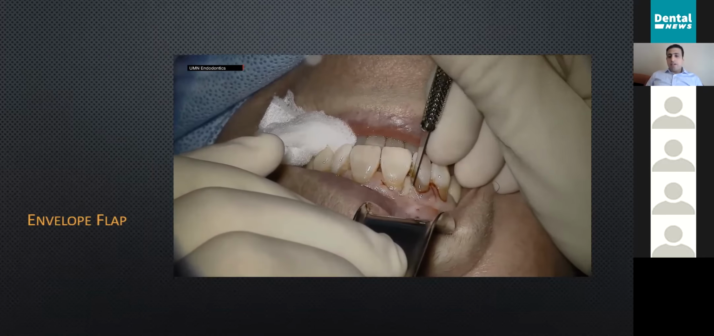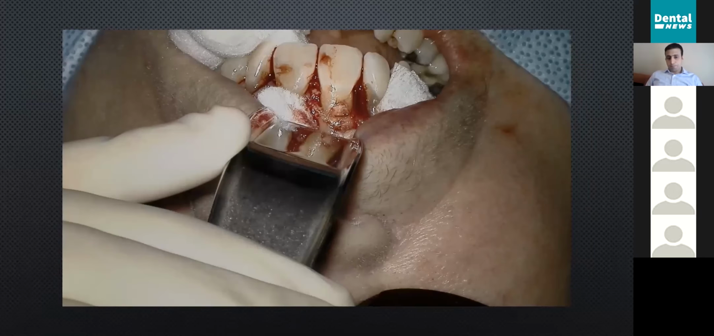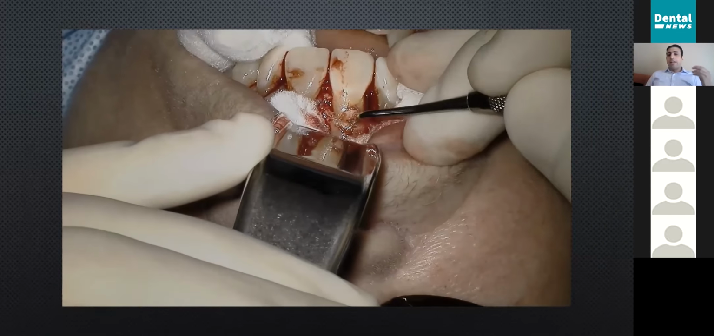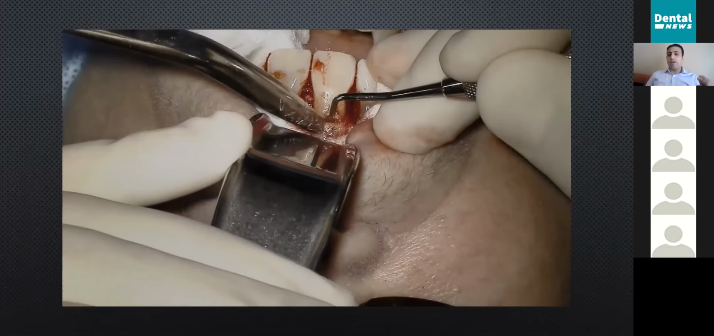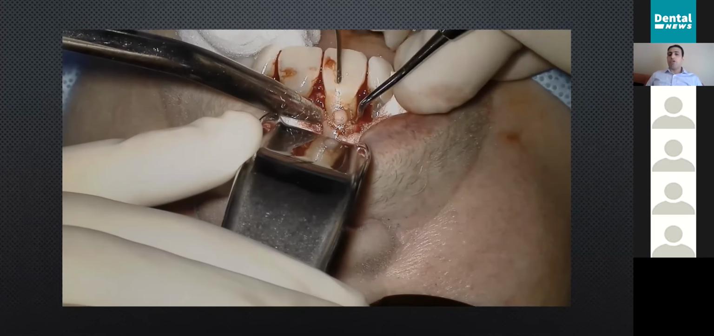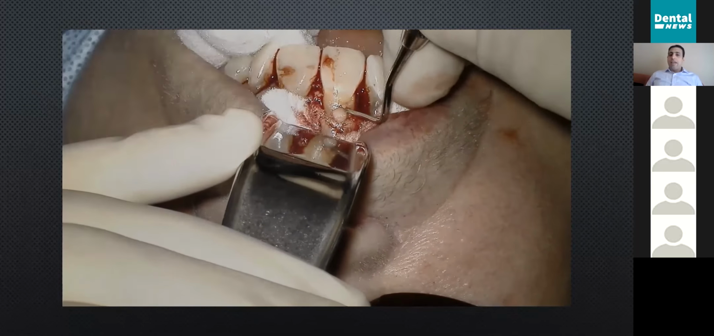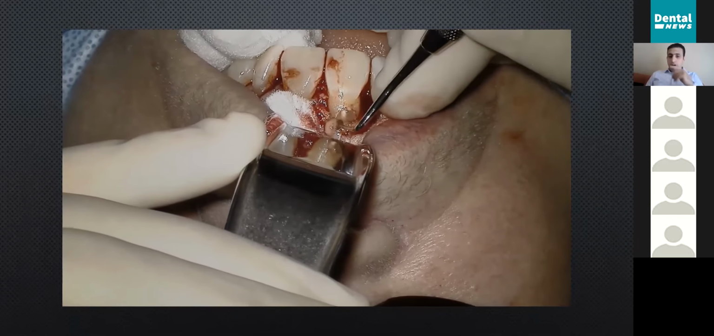So here you can see the envelope flap that we just need to be able to expose the tissue. And here you can see again the tissue inside it; it's actually real tissue. It's not carious tooth structure that we're dealing with at this point. You can see a bulk of tissue coming out from the defect. And from there, you can clean up the area and start the restoration right away.